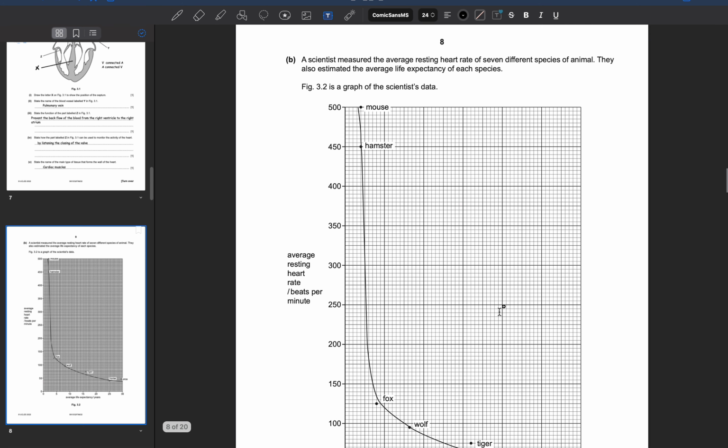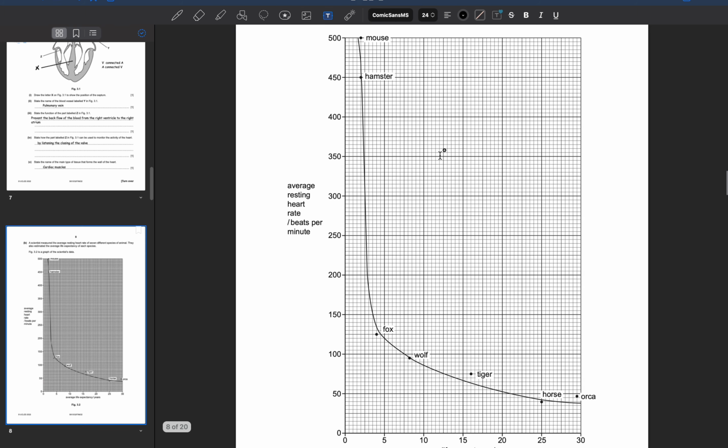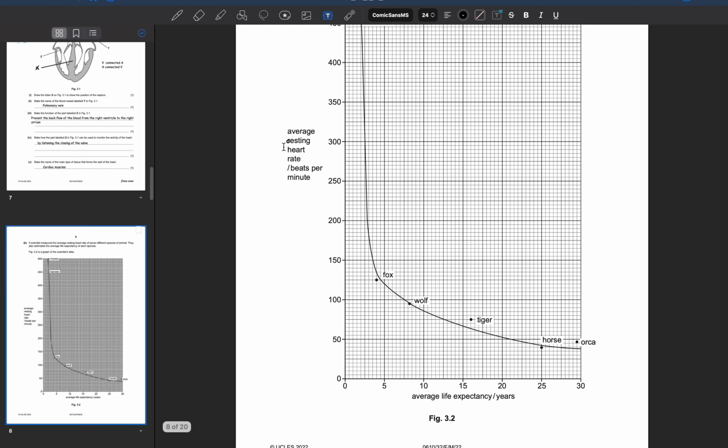A scientist measured the average resting heart rate of 7 different species of animal. They also estimated the average life expectancy of each species. Figure 3.1 is a graph for the scientist's data. We have here the average resting heart rate in beats per minute, and here the average life expectancy in years.